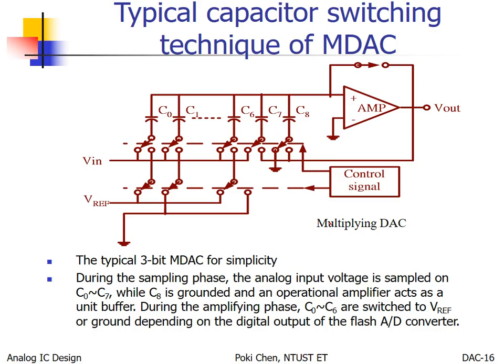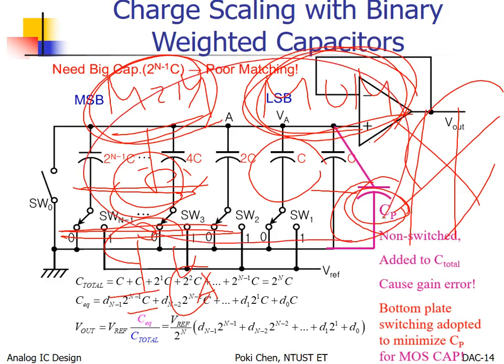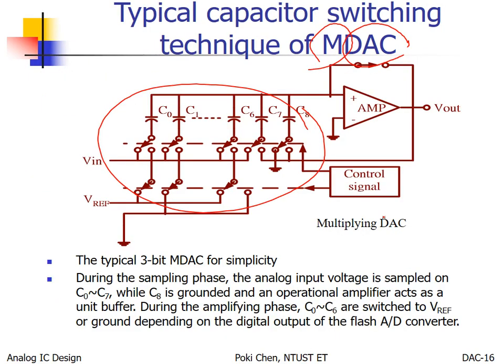MDEC is really important in maybe pipeline ADC, to my memory. Anyway, you need not only DEC, you need also multiplication. So the main capacitor array here is for this one or for that one, manually weighted or unit capacitor, I don't care. But how to do multiplication? Some capacitor needs to be connected here.